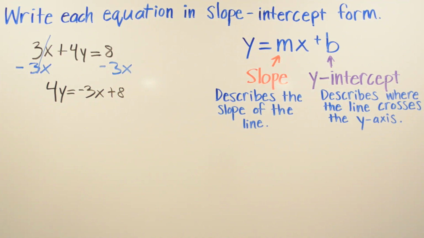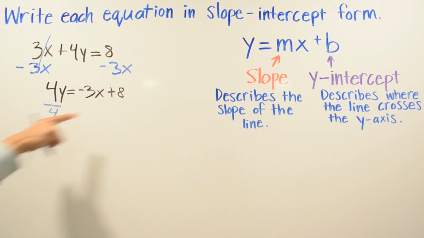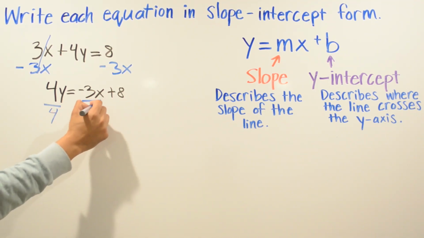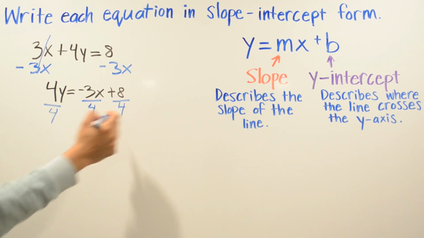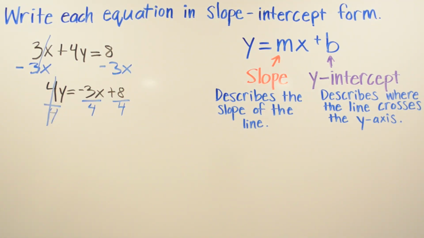So we got to get rid of that 4. And since that 4 is multiplying, we're going to go ahead and divide by 4. And whatever we do on one side of the equal sign, we always have to do it on the other side of the equal sign. And if we can simplify, go ahead and simplify. If not, you can just go ahead and leave it as a fraction.